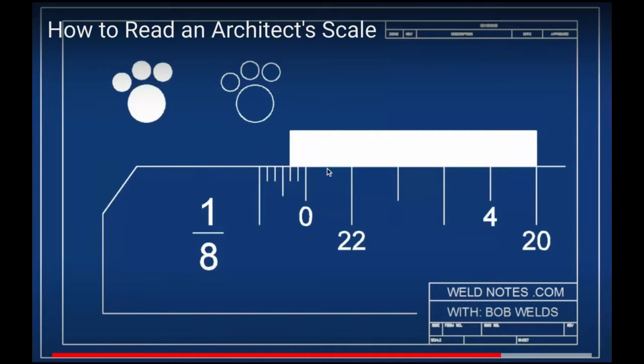Okay, so this one's a little tricky because remember the 1/8 is a smaller number. So here's 0, 1, 2, 3, 4, 5 feet. This number is coming from the quarter inch end, right? So we got 5 feet and then 2, 4 inches. So 5 feet, 4 inches.